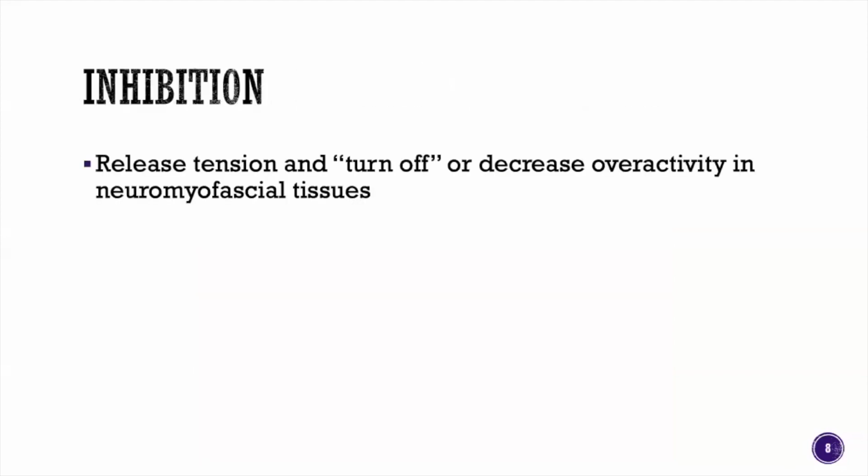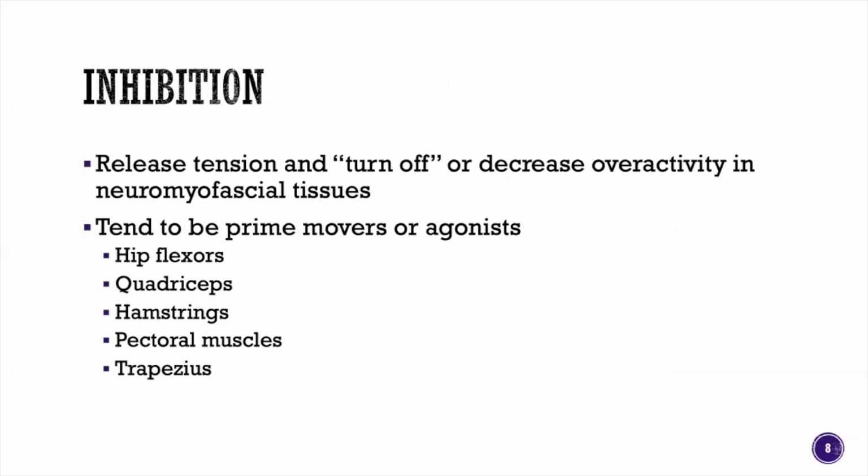So when we're talking about inhibition, essentially what we're doing is releasing the tension and turning off the overactivity that is occurring in the myofascial tissues, right? Because of this injury cycle that's happening, we get this overactivity, we get these spasms occurring, and we're going to release that tension in order to turn that off. This tends to be in our prime movers or our agonist muscles. So these are the ones that we will see it in. Typically it's the hip flexors, quadriceps, hamstrings, the pecs, and the trapezius.